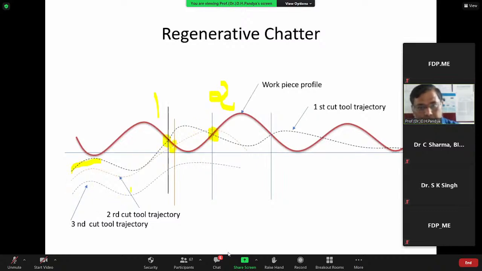What about the third pass? In the third pass, it's totally within the workpiece, so there is no possibility of waviness or chatter on the machined surfaces, right? So these are the regions which cause the chatter. I hope in this way we can understand the regenerative chatter.